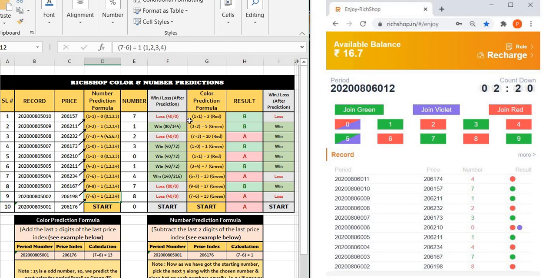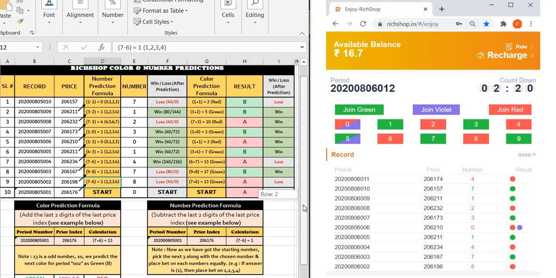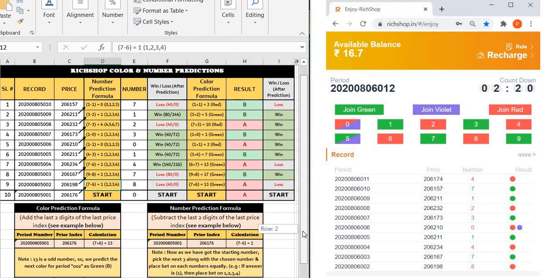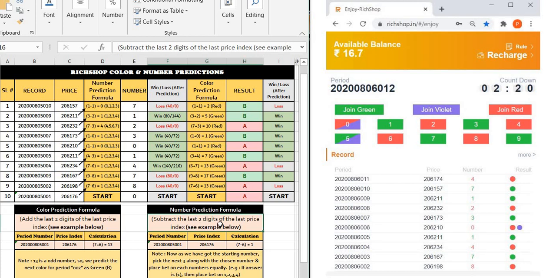So to have a better understanding, I will explain. Here we have to subtract the last two digits of the last price index. That means to predict the number for 002, you have to subtract the last two digits of the price index from the last price that we have got, from 001. Here we have 7 and 6, which is, for example, 1. So now as we have got this starting number, which is 1, pick the next 3 numbers along with the chosen number. That means 1 plus 2 plus 3 plus 4. So it's 1, 2, 3, 4. Place a bet on each of them at 10 rupees.